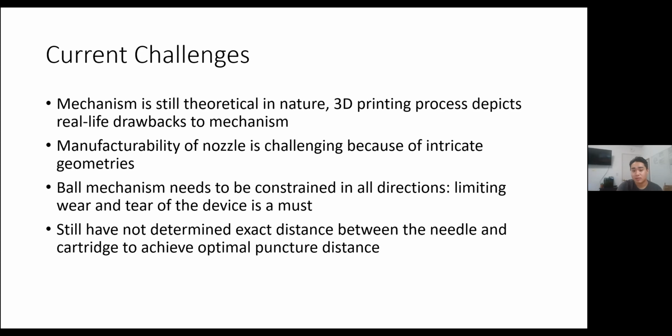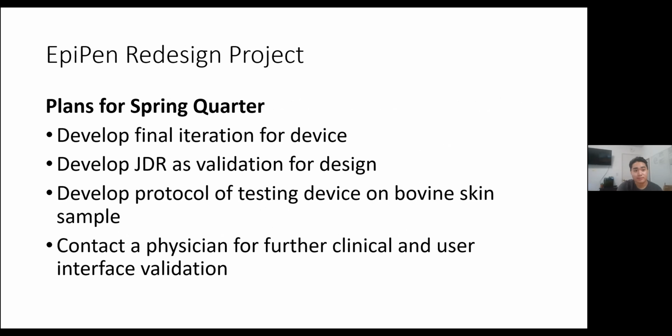And next, we have some plans for spring quarter. So one of the most obvious things that we want to do in the spring quarter is actually get this 3D printed model put together and be able to say that we have a final iteration for this year. And to validate our model, we really want to be able to put out a JDR, which is an R&D justification, and in that we'll be able to talk about every single aspect of our model separately and validate the usefulness and the ability for it to work in a repeated setting.